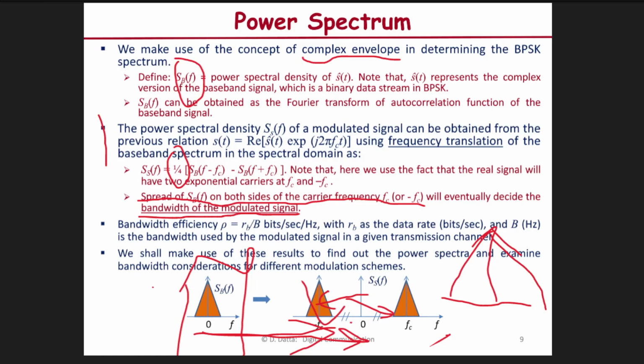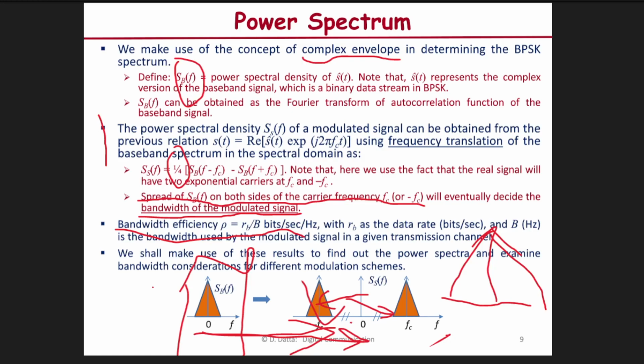Suppose you have been given a radio channel, a wireless channel, with some bandwidth B. How many signals can be transmitted in it will depend on the spread of the individual signal. So finding the spectral width is extremely important. Then comes another important thing called bandwidth efficiency. That is rho. Rho is RB by B.